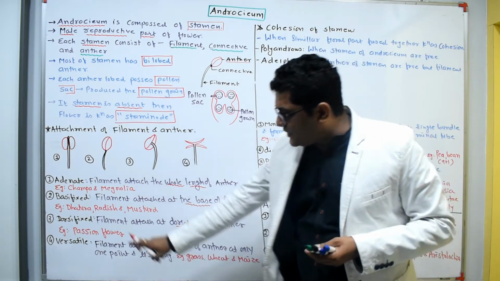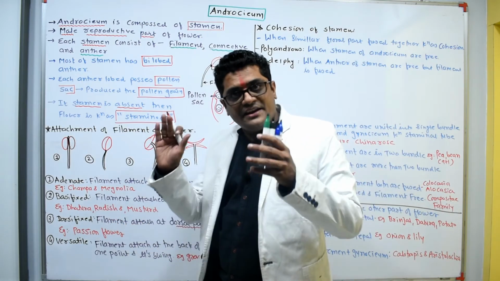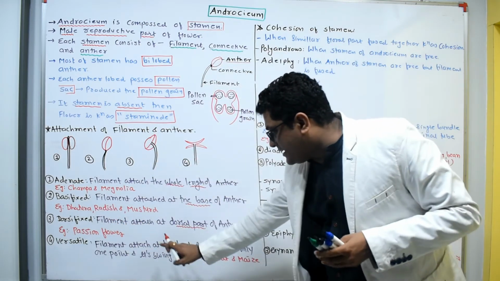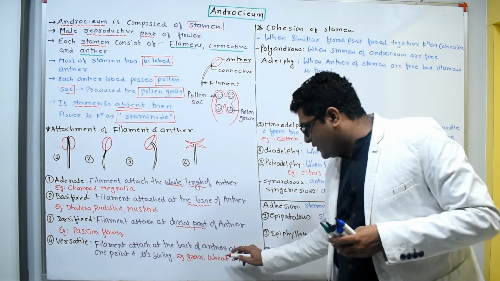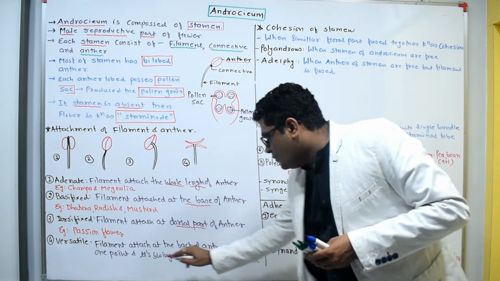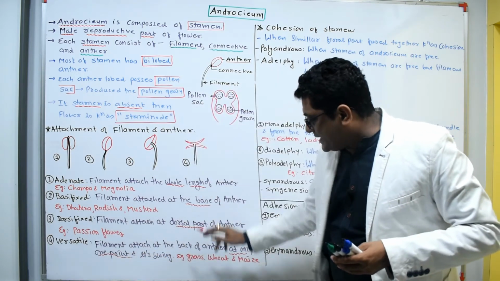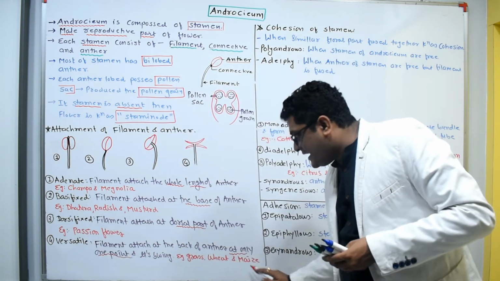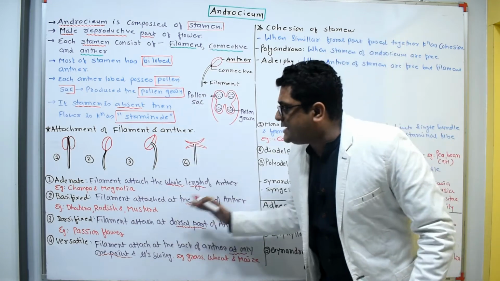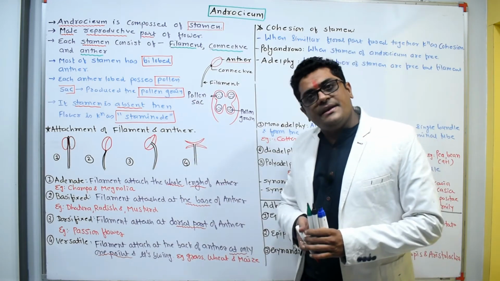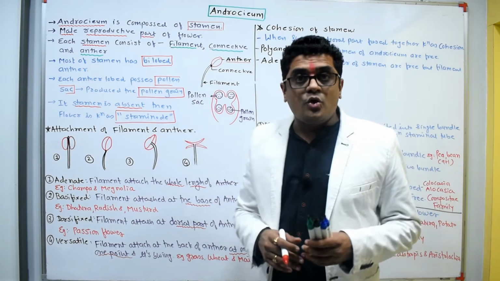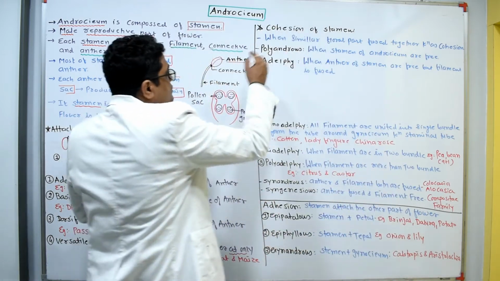Now cohesion and adhesion. What is cohesion? Cohesion means when similar parts of the flower are fused together. And when dissimilar parts of the flower are fused together, that is called adhesion.